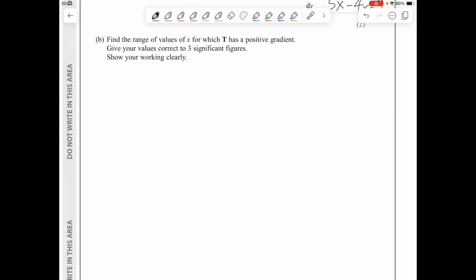In part B, I need the values of x for which I have a positive gradient, so I need to solve 3x squared minus 4x minus 9 is greater than 0, that is dy/dx is greater than 0, because the question requires an answer to 3 significant figures. I will not try and factorize, it doesn't factorize, so I'll use the quadratic formula.